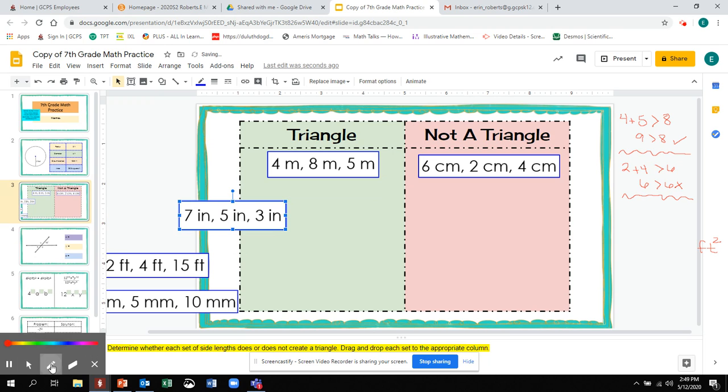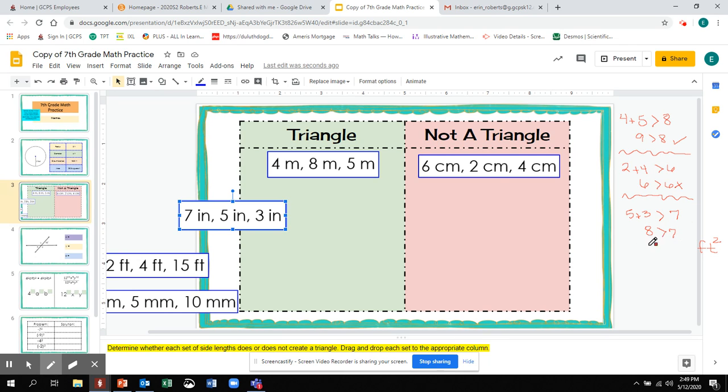Now let's look at our next one. We have 7, 5, and 3. Our 2 shortest sides are 5 and 3, so I would add those together. And if this is a triangle, they are going to be greater than my third side, which is 7. Well, when I add 5 plus 3, I get 8.